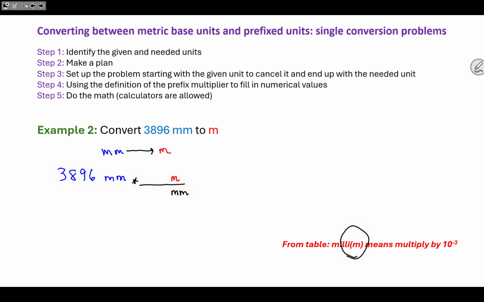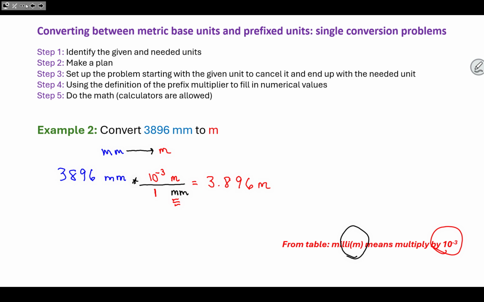The next step is just to put the numerical values in that conversion factor. I always put a 1 in front of the prefixed unit from the definitions. What I'm really doing is getting rid of this small m, and that small m means multiply whatever it's in front of by 10 to the minus 3. So we put 10 to the minus 3 there. Then we can punch that in our calculator or do this math in our head. And this would be 3.896 meters.